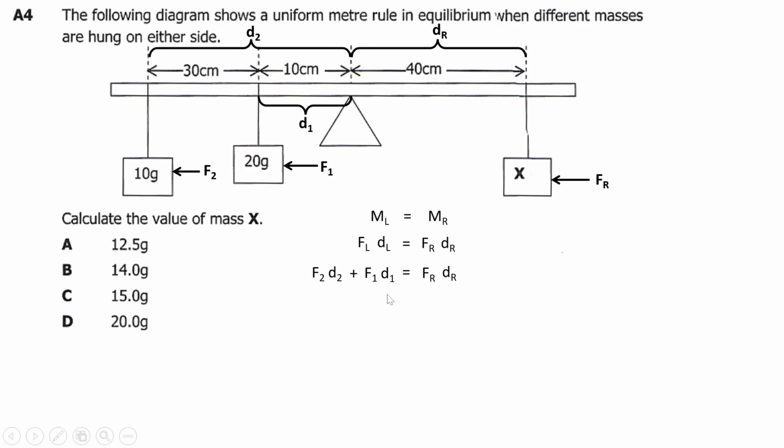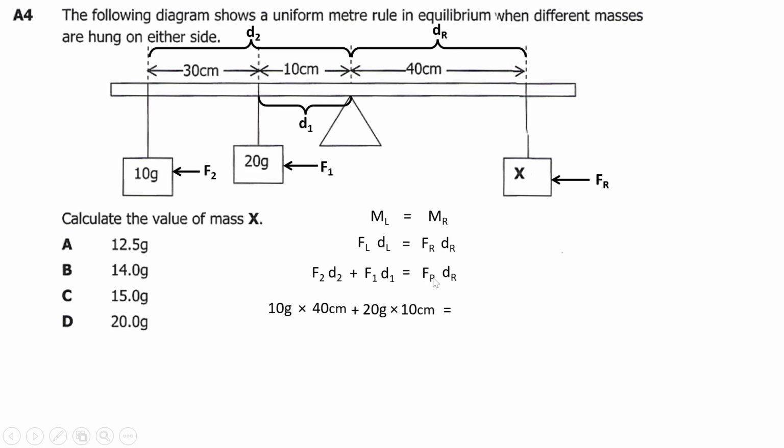Then you begin substituting. Where there is F2, you put what? 10 grams times d2, which is from here up to there. So from here up to there, it is this distance from here, 10, plus from here 30, which will be 40 total. So this is the 40. Then you get plus F1, it is actually this one here, 20, then times d1, it is from here up to here, which is 10.